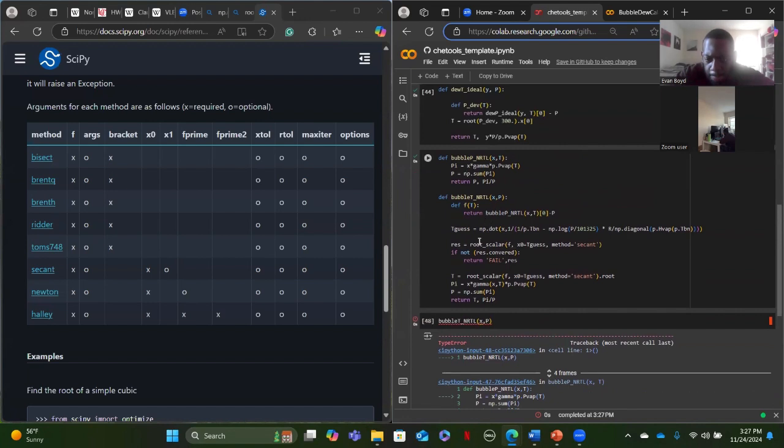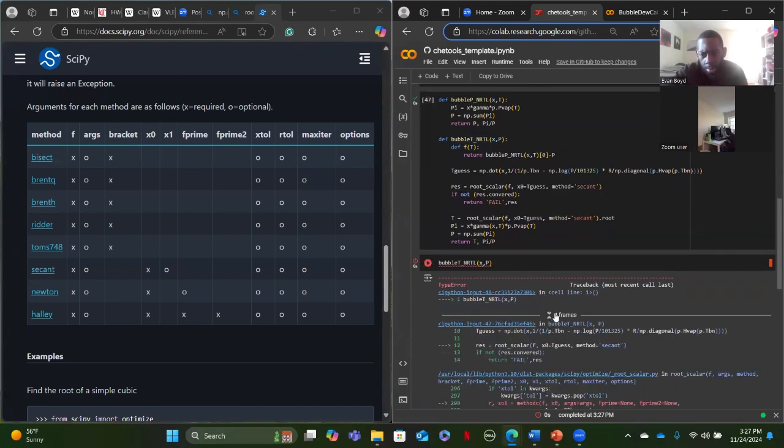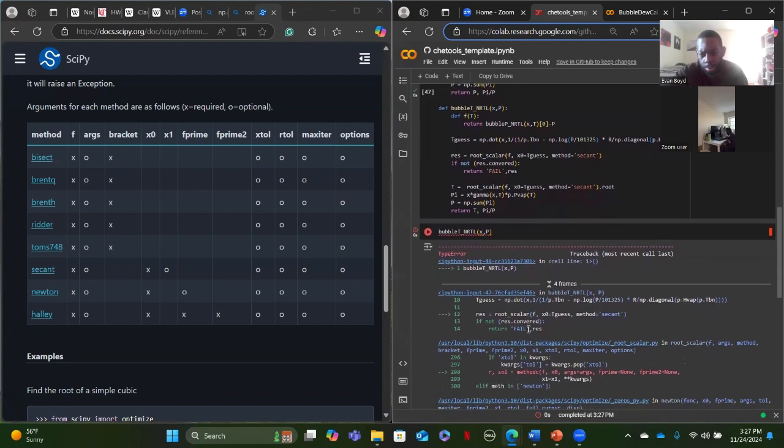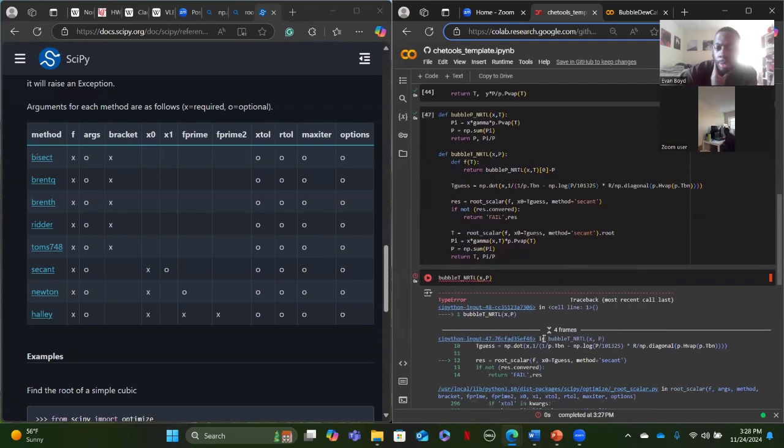Pi. And pi gamma. What's wrong with our pi? Pi is equal to gamma times p dot p vap of T. Hmm. The problem was back with the root scalar. What's the problem here? The method, secant, scalar. This should be correct. What is the problem? I'll be right back, guys. Let me check what the problem is, and then I'll be right back.